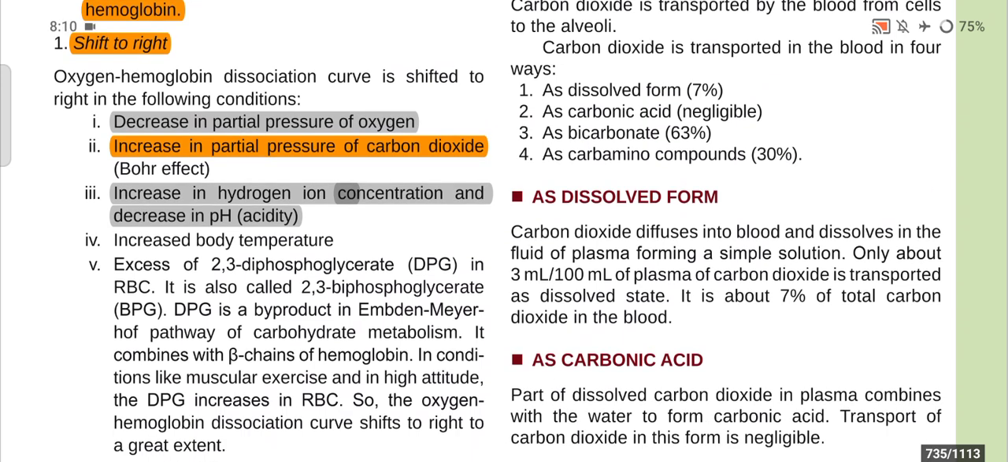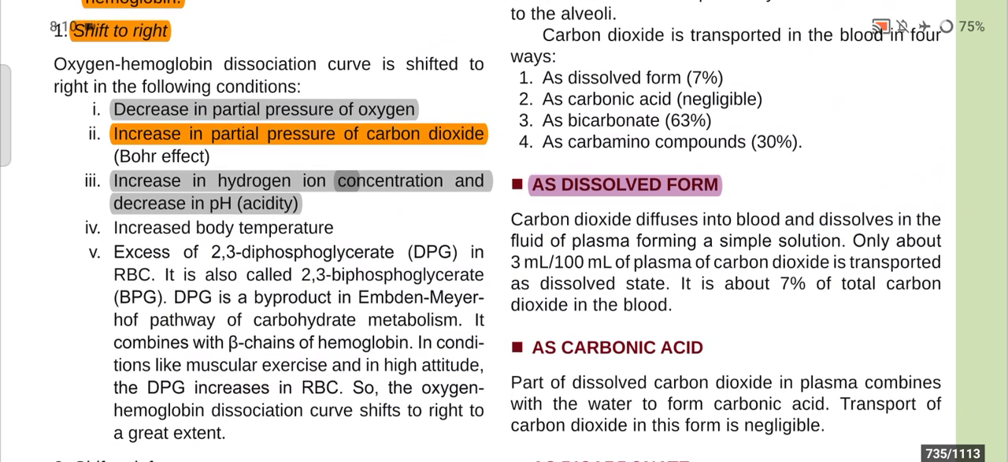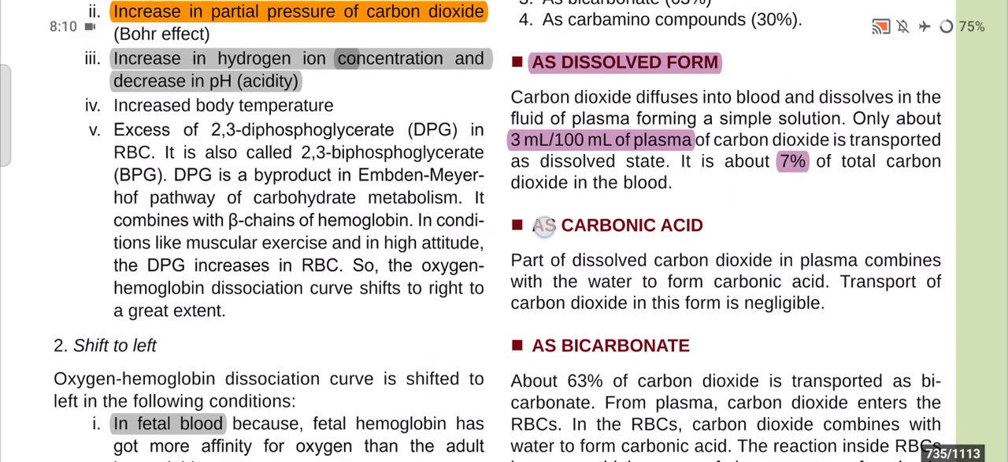So what is in dissolved form? Carbon dioxide diffuses into the blood and dissolves in the fluid of the plasma to form a simple solution, only about 3 ml per 100 ml of plasma, and it is about 7% of the total carbon dioxide in the blood.